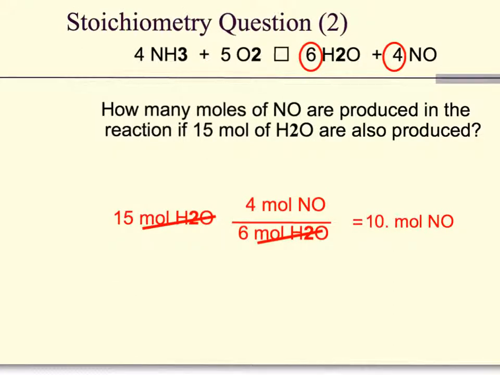Finally, one last example. We're given our balanced equation. How many moles of NO are produced in the reaction if 15 moles of H2O are also produced? H2O is chemical A, NO is chemical B. We put our 15 moles of H2O as our given times our coefficient ratio, chemical B on top, chemical A on bottom. Moles of H2O cancel out. 15 times 4 divided by 6, and we get an answer of 10 moles of NO.